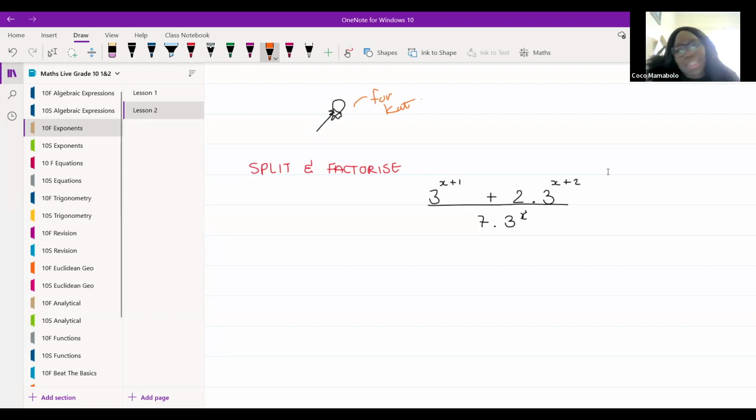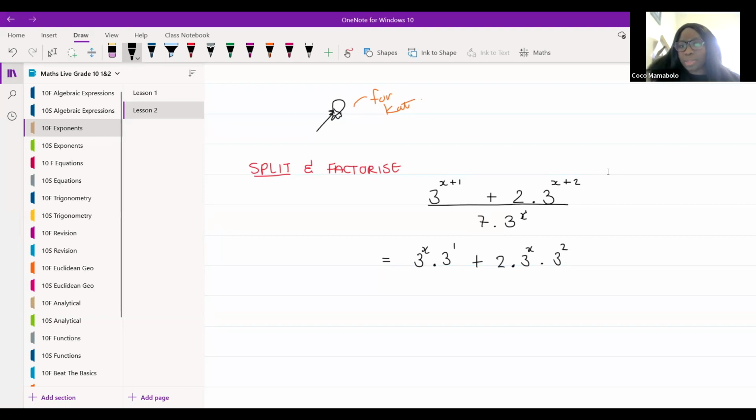There's an addition sign, so we can't do that. So what we need to do is split and then factorize. Kat, do you want to split this first one for me? This 3 to the power of x plus 1. We would say 3 times 3 to the power x times 3 to the power 1. Beautifully said. Plus 2 times, split the next one for me. 3 to the power x times 3 to the power 2.